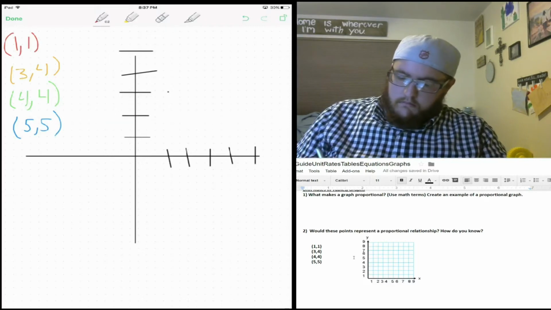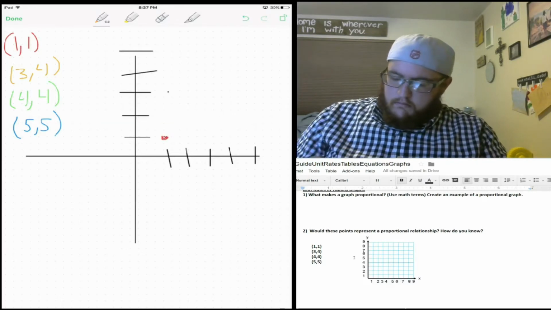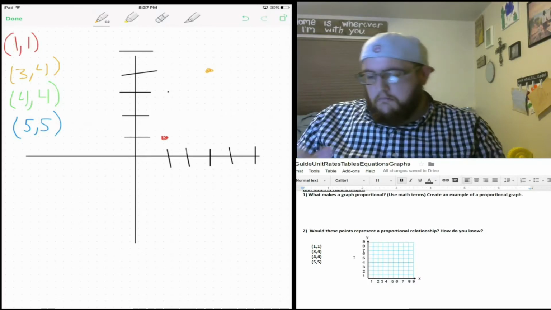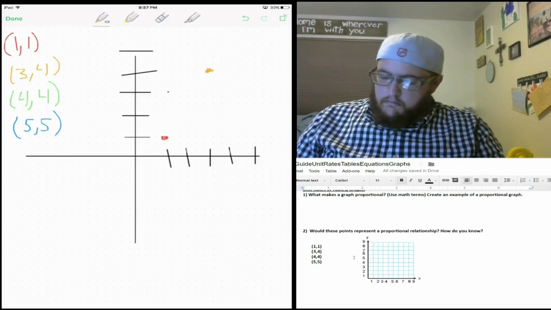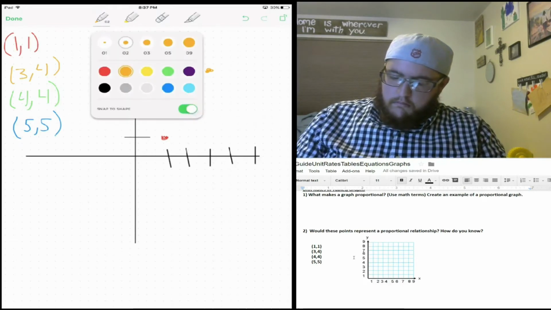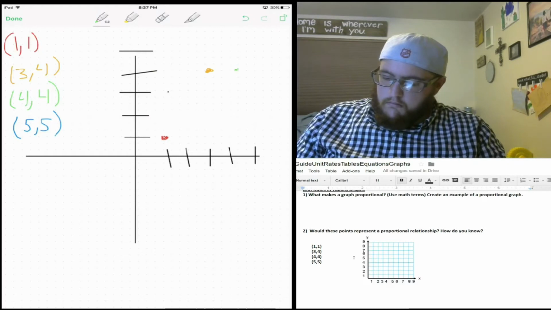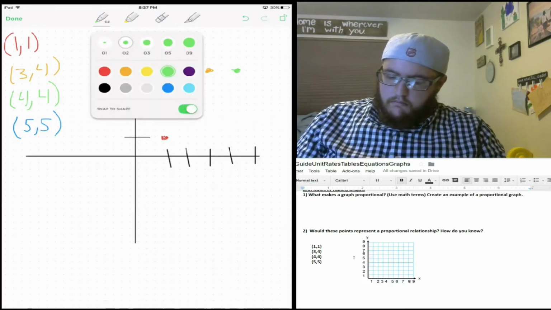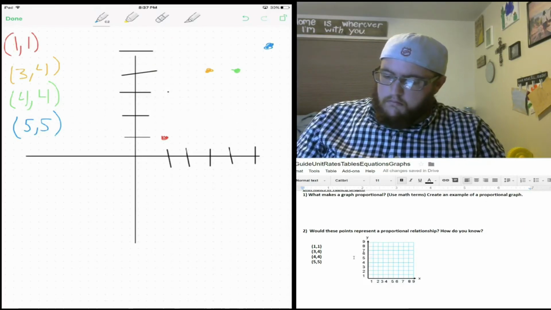We'll just draw 5 little marks on both the y and x axes. So our first point is going to be at 1, 1, which is about right here. The next point, our orange point, is at 3, 4, which is about right here. So far this could be a straight line, although at this point it may not pass through the origin. The green point, our next point, is going to be at 4, 4. And our final point, the blue point, is at 5, 5.